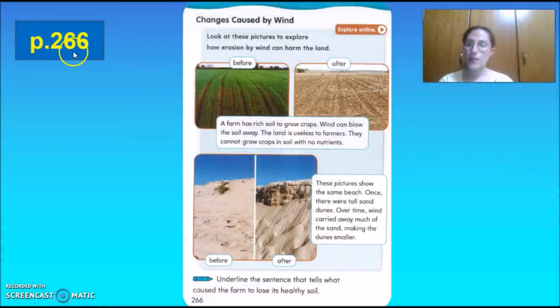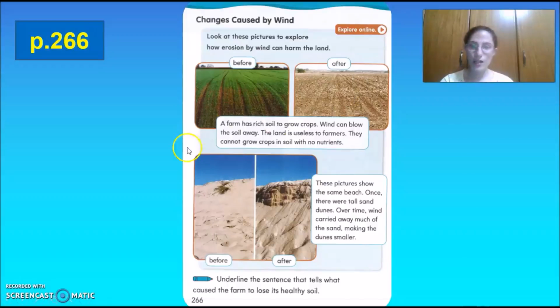Let's discover together. We open to page 266. Changes caused by wind. Look at these pictures to explore how erosion by wind can harm the land. So this was the land before the erosion caused by wind, and this is the land after the erosion by wind occurred over many years, okay?